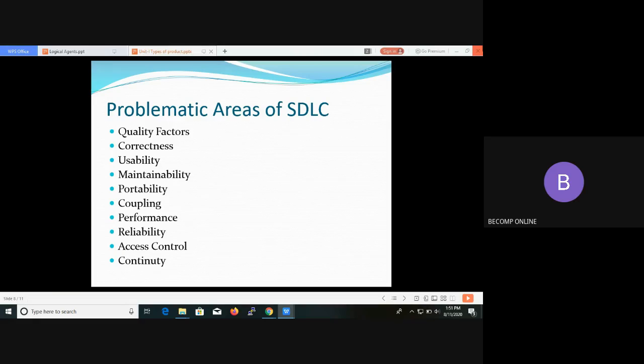So these are the areas we have discussed where we may face some problems. If a question occurs like this, what are the problematic areas of SDLC, you just mention these types and explain them.